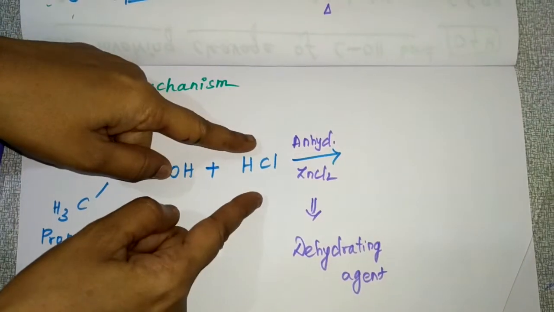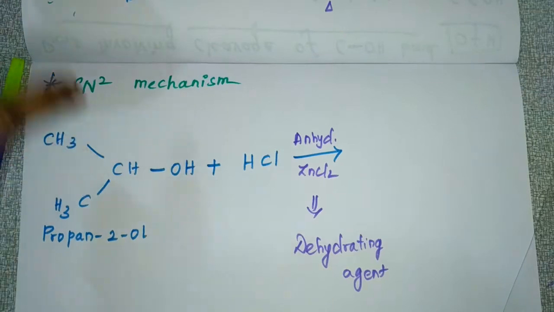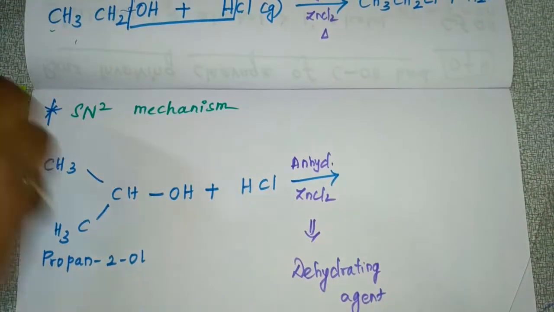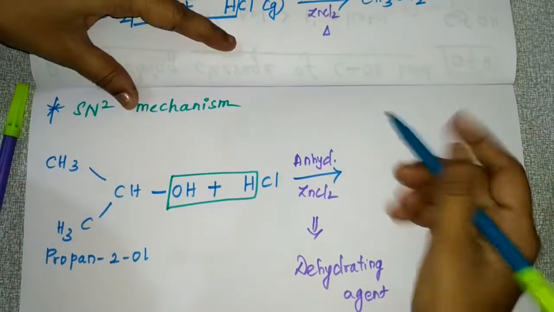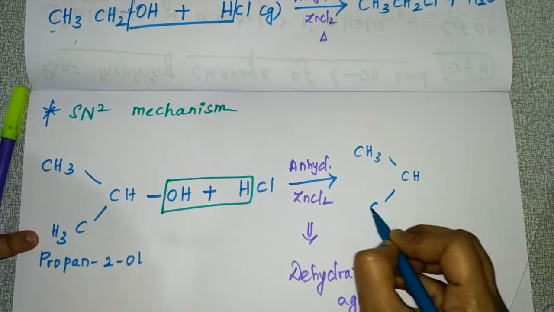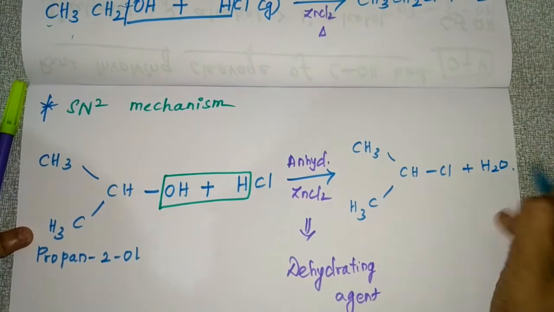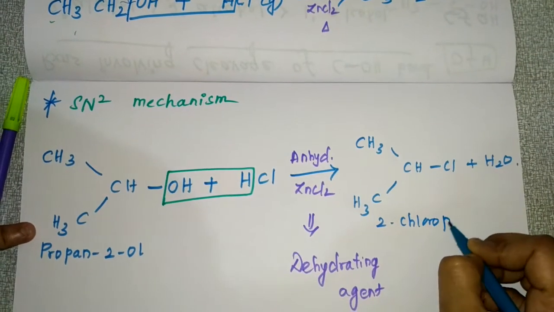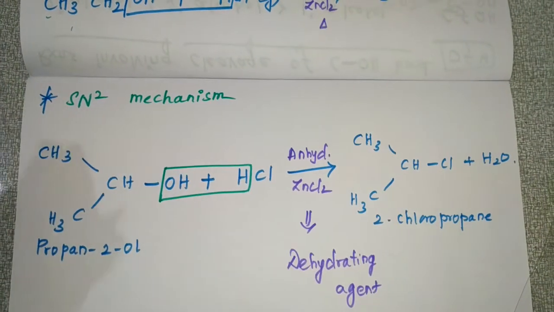So if you are using HCl, which is least reactive, with primary alcohol and secondary alcohol, you have to use anhydrous zinc chloride. Here water will come out and your product will be CH3CHClCH3, that is, CH3, CH, CH3 with Cl, plus H2O. The name of this one is 2-chloropropane. So this is the product formed.